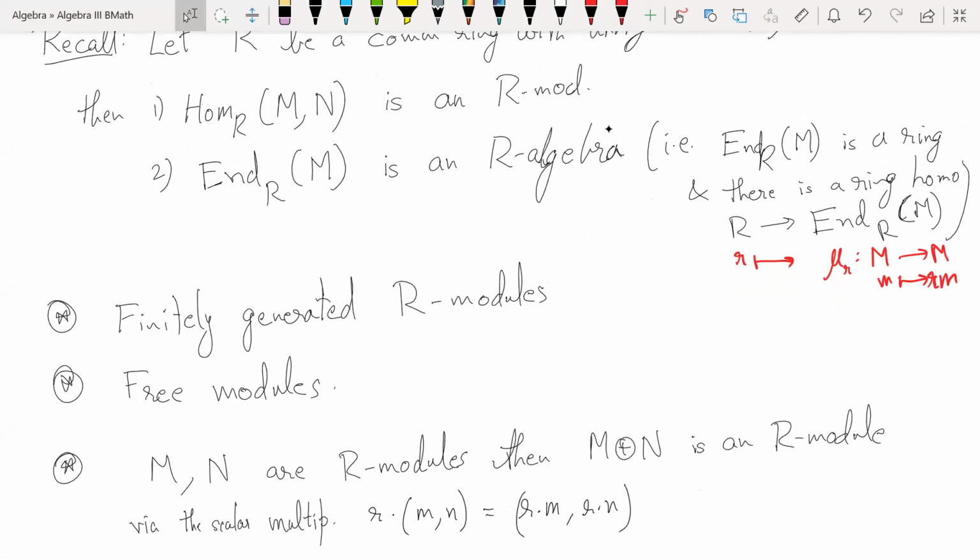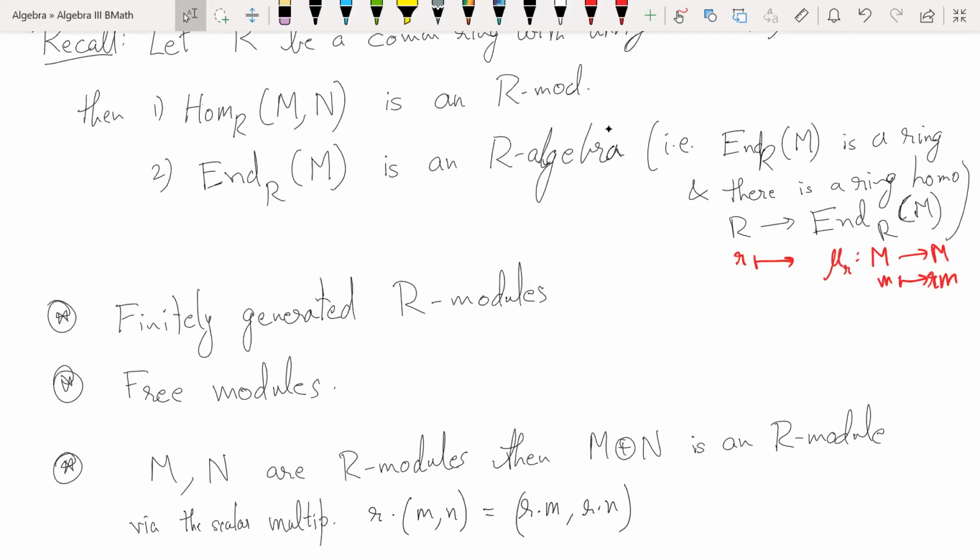And then we talked about generating sets for R modules, and in particular, finitely generated R modules are those modules for which we have a finite generating set. And then we also talked about free modules. Free R modules are those R modules for which we have a basis. So it has a linearly independent generating set. That's what you call a free R module.